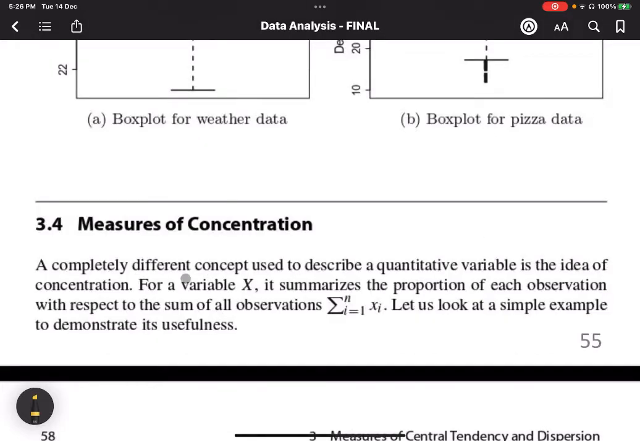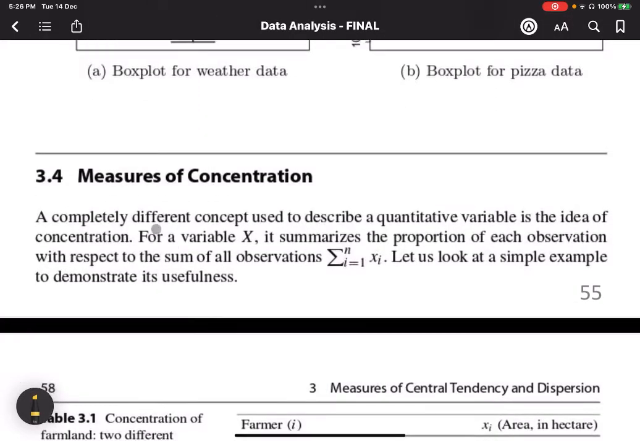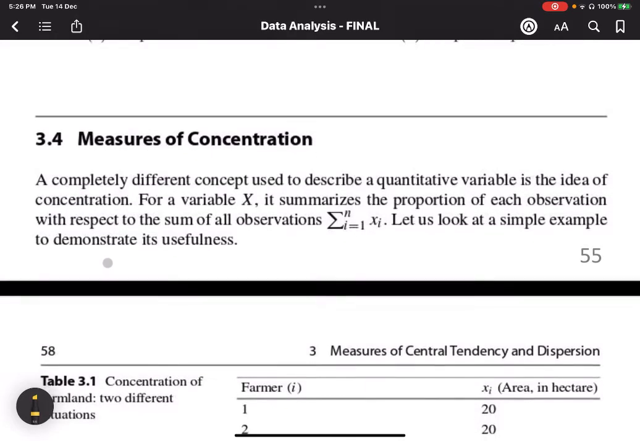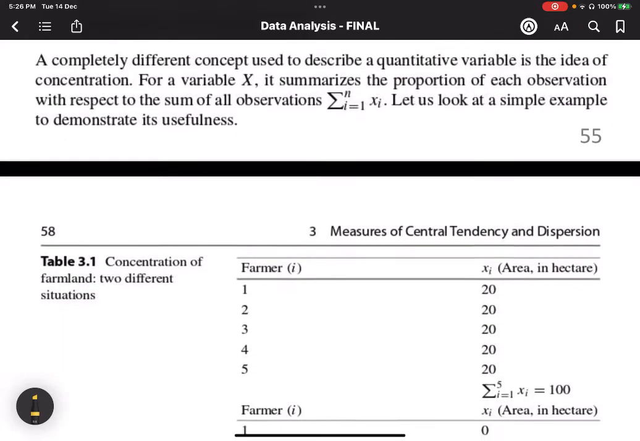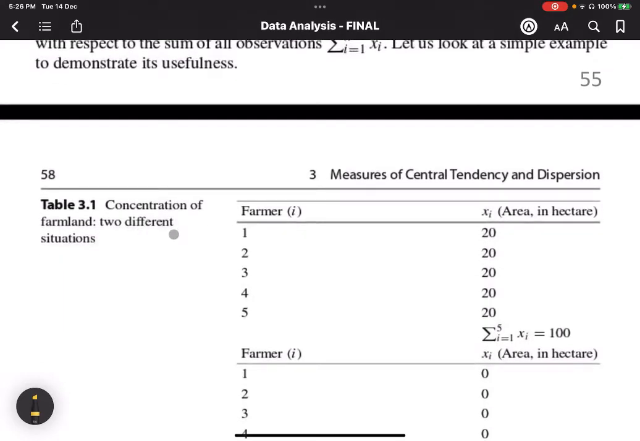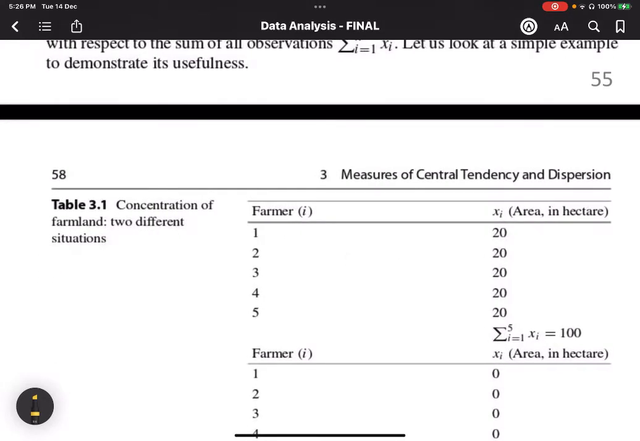Measurements of concentration, a completely different concept used to describe quantitative variables, the idea of concentration. For a variable x, it summarizes the proportion of its observations with respect to the sum of all observations. So let us look at a simple example to demonstrate its usefulness. So we have an example here, merong farmland at meron tayong distribution, no, ng farmland by area in hectare.